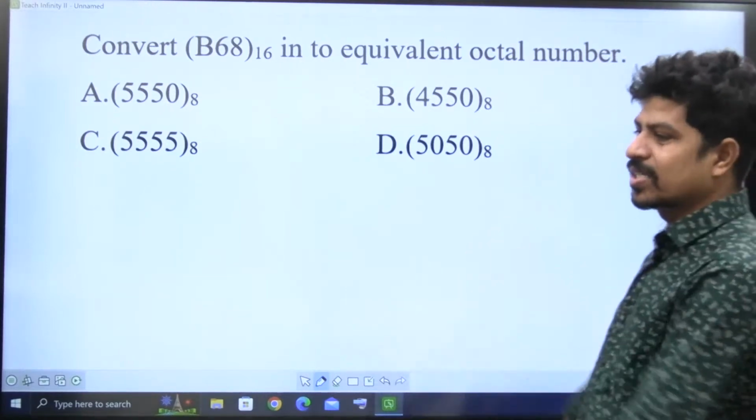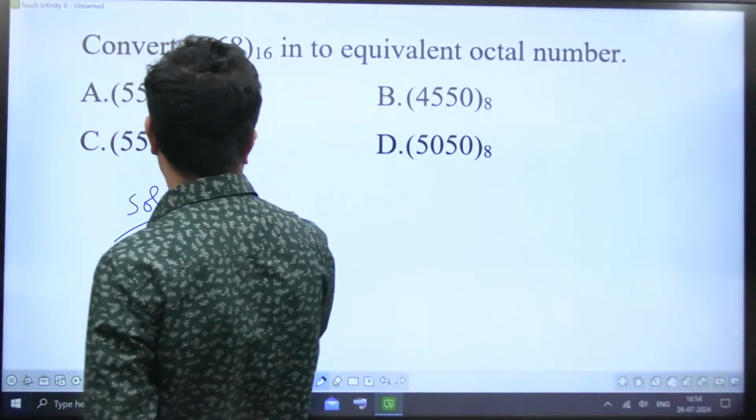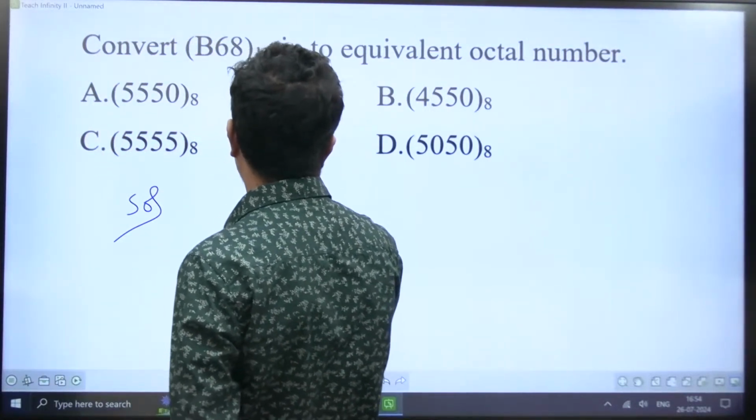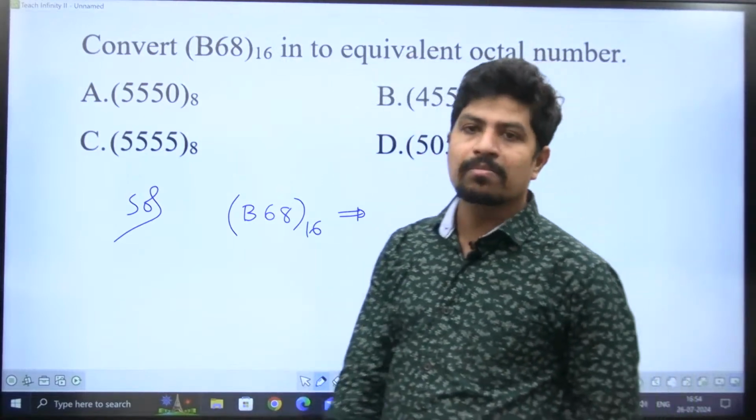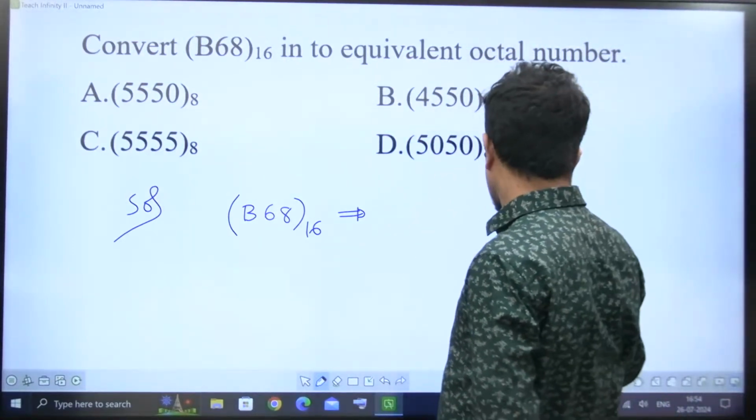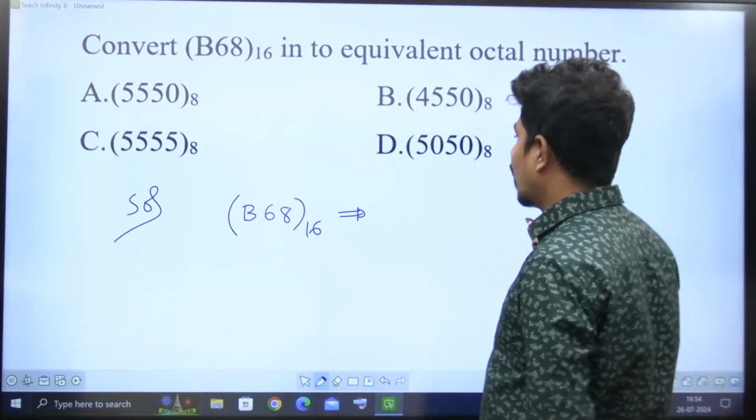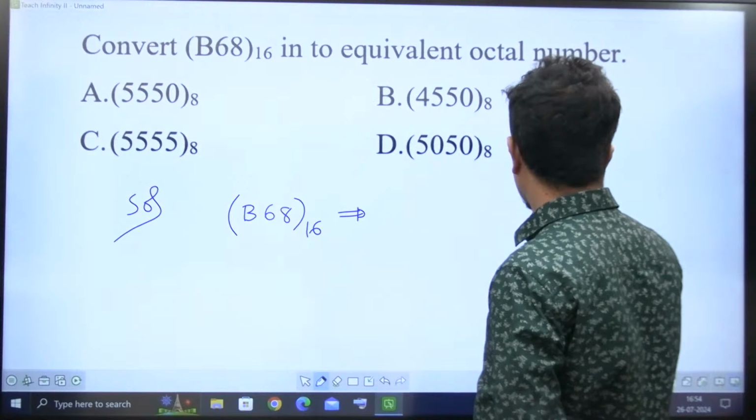This is dead easy. That fellow has already given it in hexa, B68 to the base of 16. What is B? A is 10, B is 11. Write it in binary. How to write B in binary? First of all, let's write 8. What is 8? 1 0 0 0 is 8.